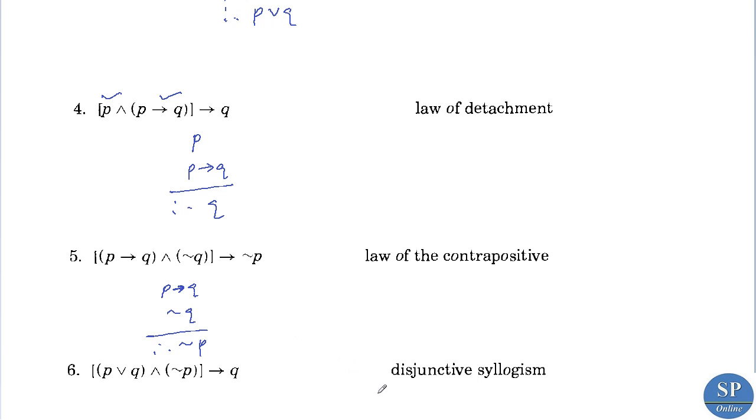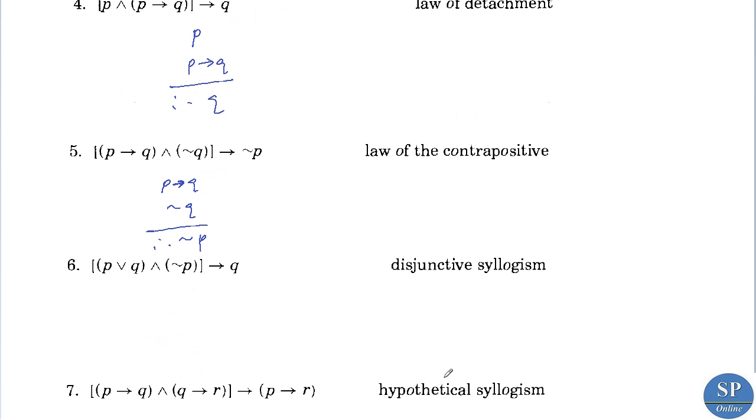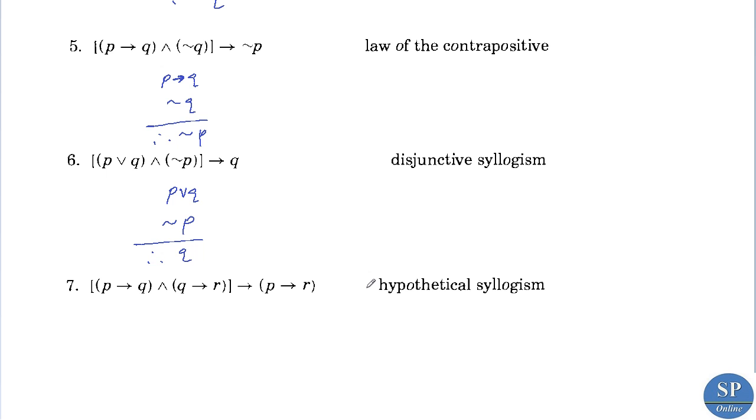Now the sixth one is disjunctive syllogism. This says that if P or Q, P disjunction Q, is true and P is false, then Q is true. So this can be written in inferential form as P disjunction Q taken as the first hypothesis, and the second hypothesis is negation P. If these two hypotheses are assumed to be true, then Q must be true. Therefore, Q. So this is the inferential form of disjunctive syllogism, and the last one is hypothetical syllogism.